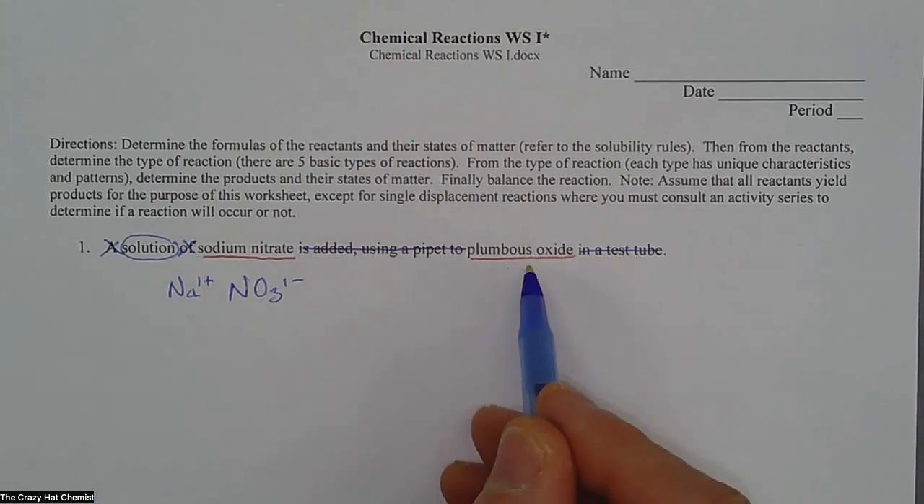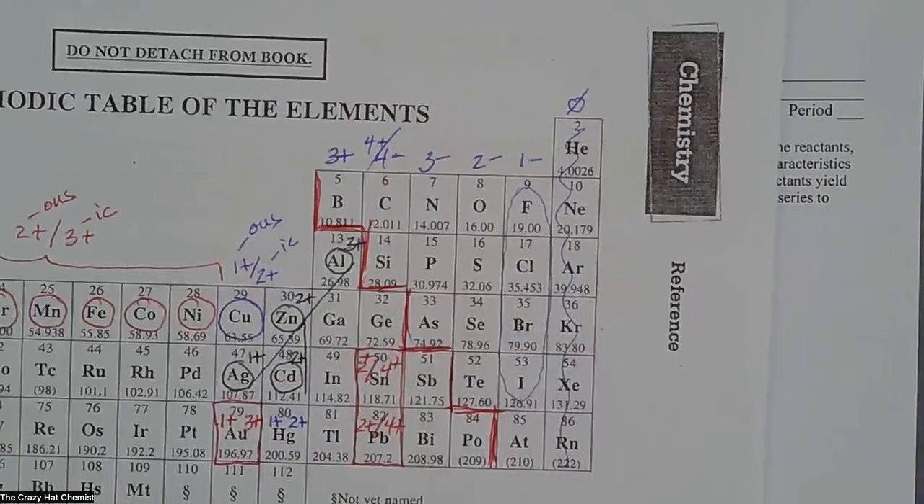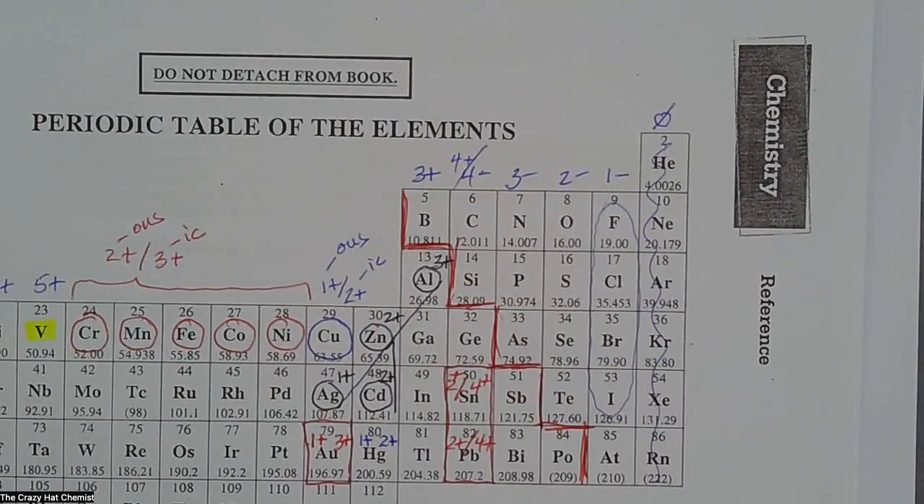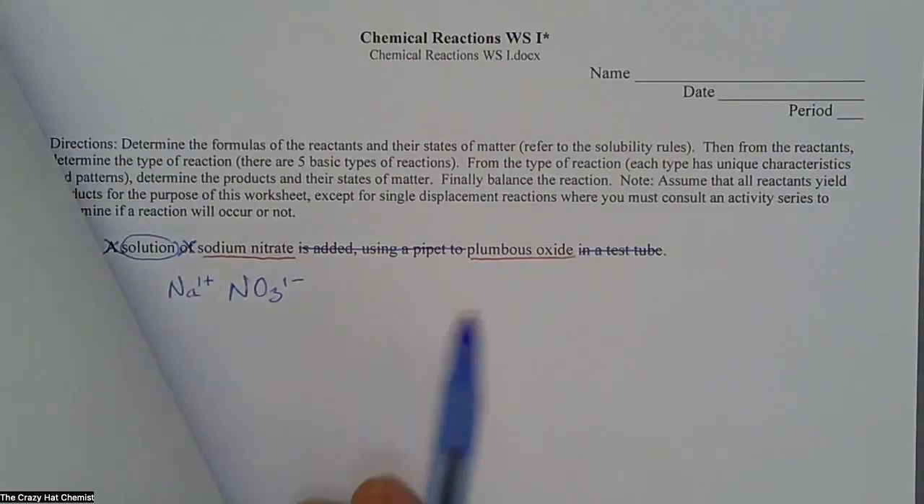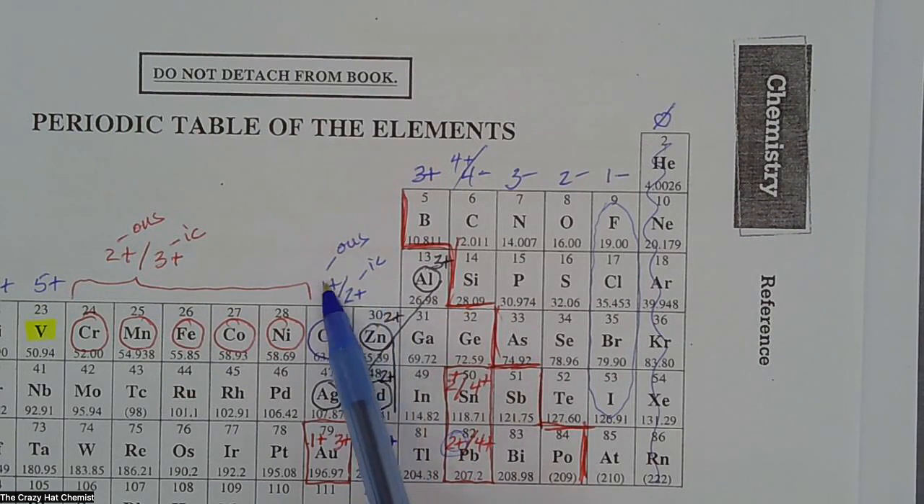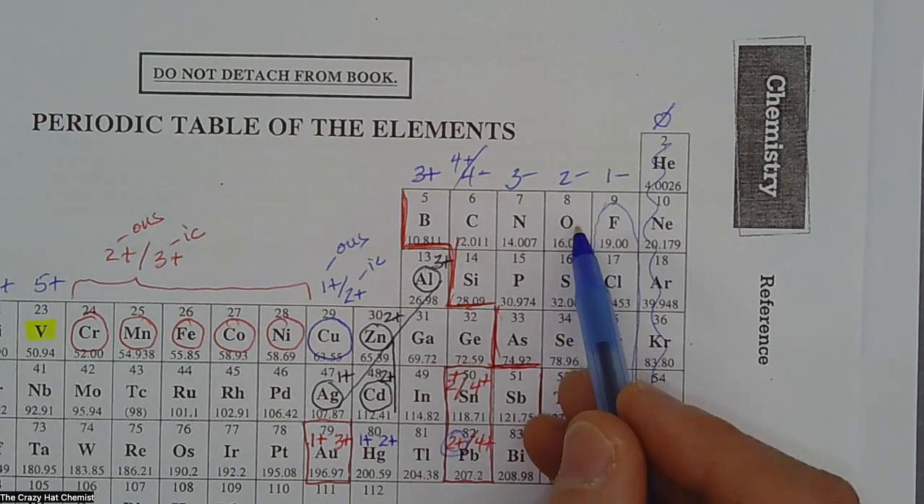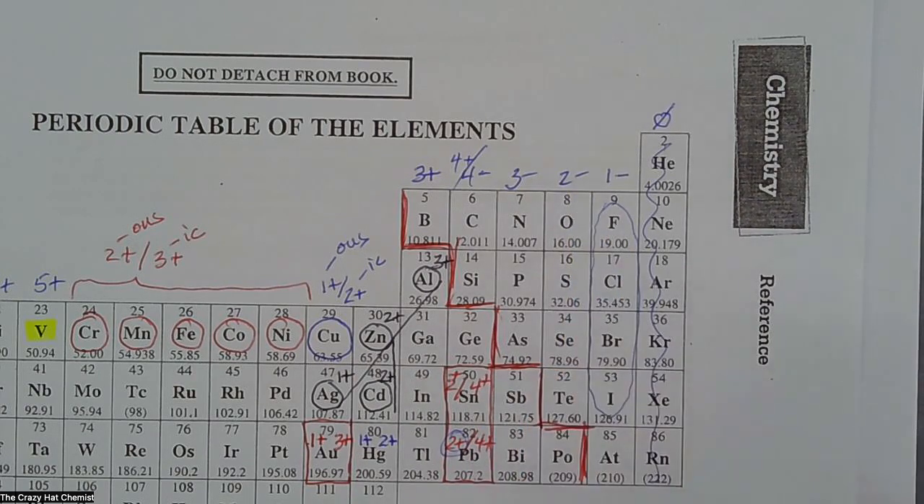Now we're going to move on and get plumbous oxide. Okay. So we're going to go back to our periodic table and the periodic trends of which I just mentioned. And plumbic and plumbous is from lead. So we're going to flip over here and we're going to go, what is this? This is plumbous. So plumbous is the lower charge of the two. Like I had mentioned, the lower charge has the OUS ending. The higher charge has the IC ending. So the lower charge for lead is a 2+. So it will be lead with a 2+. And then oxide is right here, and that's a 2-.